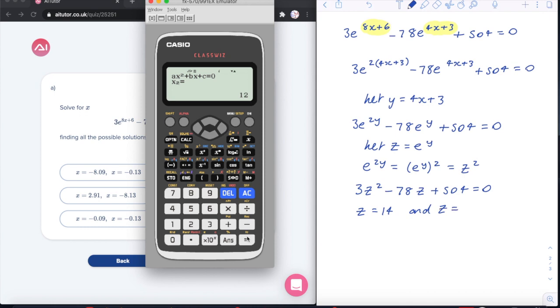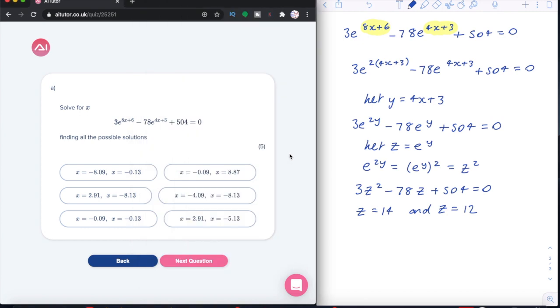Press equals. So our values of z are 14 and 12. Okay, so we're not trying to work out our values of z, we're trying to work out our values of x. So we're going to have to use our substitutions, going from z to y and then y to x, in order to work out what our x values are. So z equals 14, well our substitution for z was e to the power of y, so we can just write this as e to the power of y equals 14. And the same with z equals 12, this is just e to the power of y equals 12.